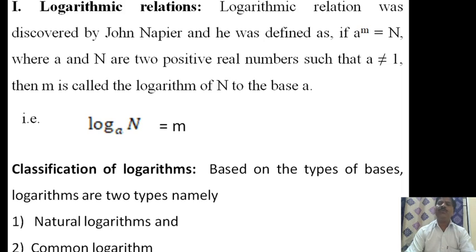Therefore, if a to the power of m equals n, where a is the base and m is the index, and a and n are two positive real numbers such that a is not equal to 1, then m is called the logarithm of n to the base a, and this can be written as log of n to the base a equals m. This is called the definition of logarithm. Therefore, it can also be written as log of n to the base a equal to m.